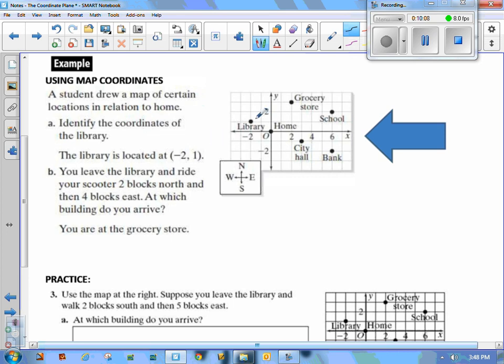Now they ask us if we're at the library and we leave and we ride our scooter 2 blocks north. Here they gave us the compass rose to know north is going to be up, positive. We're going to go 2 blocks north, so we go 1, 2, and then we're going to go 4 blocks east. 1, 2, 3, 4, and where do we arrive? We arrive at the grocery store.